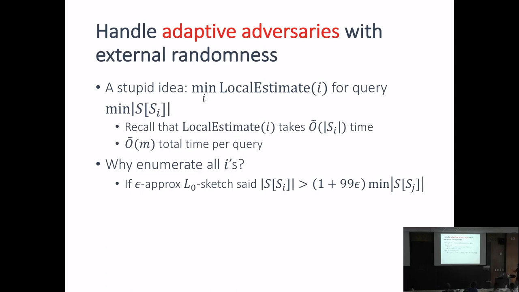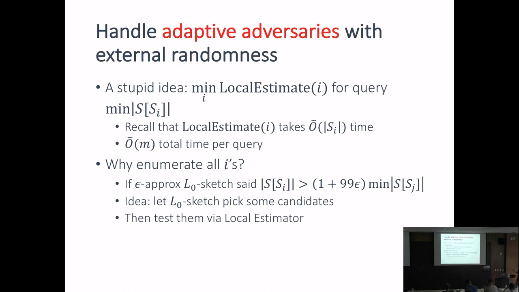So one idea is that if somehow this epsilon approximate L0 sketch can tell us that one reachable set has size that's way more than the minimum of the reachable sets it estimates, then we can basically ignore this Si, because even though we wonder, this set is not going to become the minimum reachable set under the local estimator, since the size is just too different. Even though we may have some error in the L0 sketch, there's no way this set would become the minimum set in the local estimator. So we can just let the L0 sketch pick some candidates, and then we test them via the local estimator.